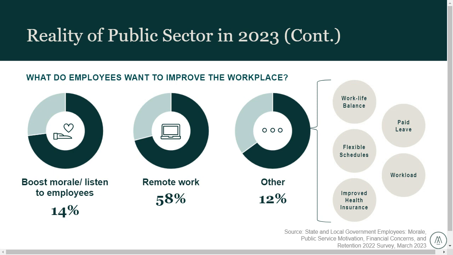And then the other things here on the far right are, again, mostly wellness issues. Work-life balance, flexible schedules, paid leave, which we talked about the last one, the workload, improved health insurance. That one kind of shocked me a little bit because I think public sector has pretty good health insurance. But there's a lot of factors that employees want to improve.